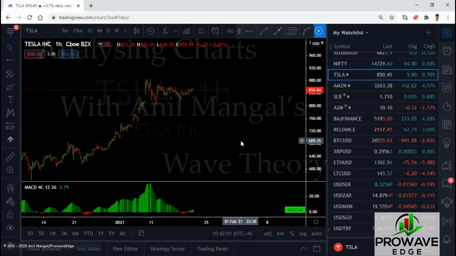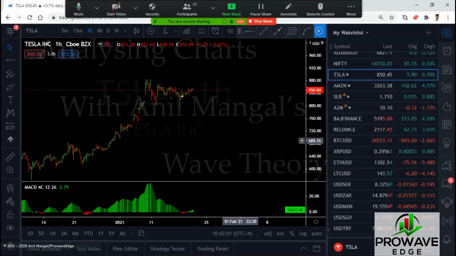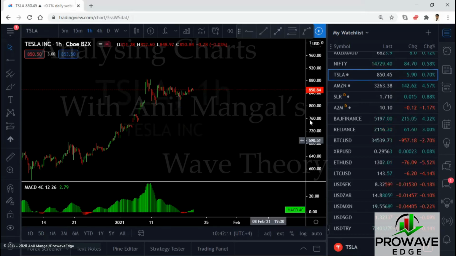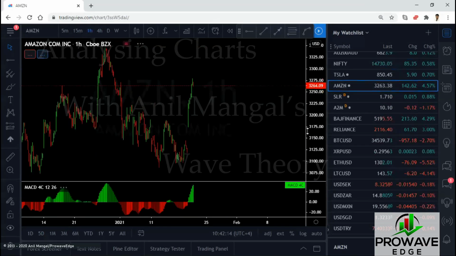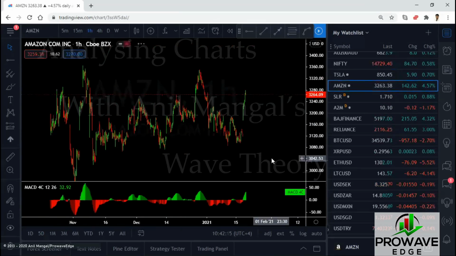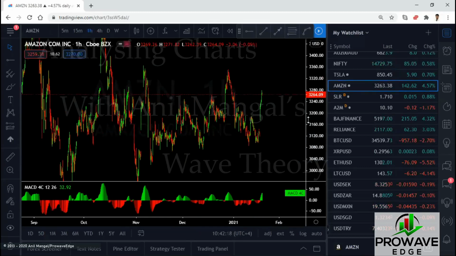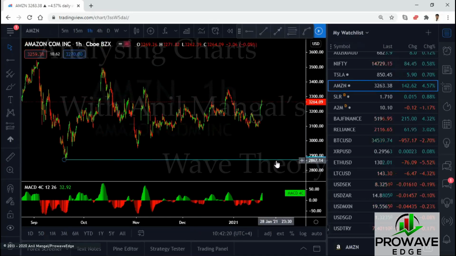Tesla correcting, so that's good. Good for you. It's correcting, so probably do this, come back here. You might get a correction in here. You might get a break of the low and then upside. So it's in correction. Just wait until it's finished and then look for the trade. Amazon is going up. Did we break the low? Okay, we haven't broken the low.